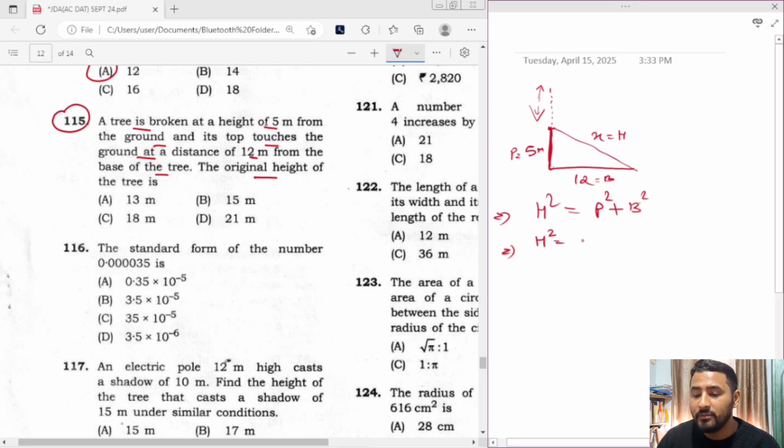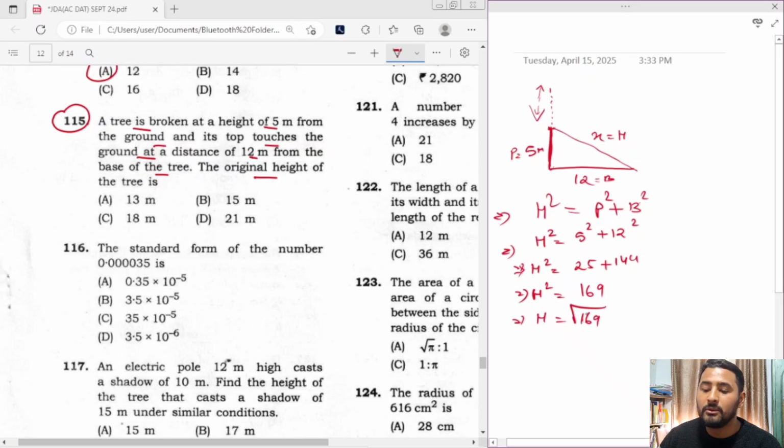See the given thing: h square, we don't know. P square is already given, P square plus 12 square. Clear? 12 is b, so 12 square. So h square will be 25 plus 144. So h square will be equal to 169. To get h, what will you do? h will be equal to root over 169. What is the root of 169? It will be 13. So we got h, we got this one as 13. Clear?